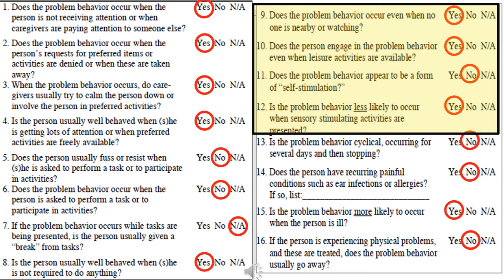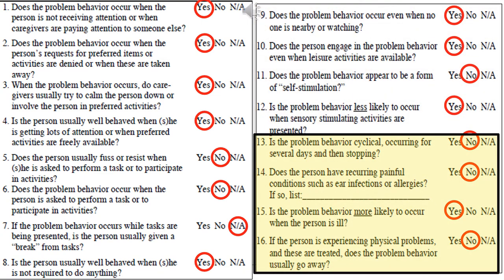This highlighted section is used to assess whether Jane's SIB is maintained by automatic reinforcement in the form of sensory stimulation. And finally, the last section is used to determine whether Jane is engaging in the behavior to receive automatic reinforcement in the form of pain reduction.